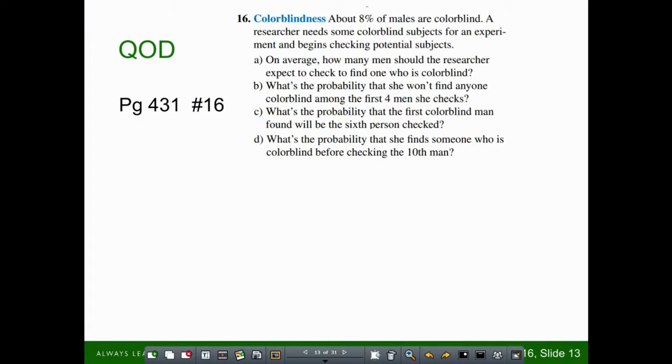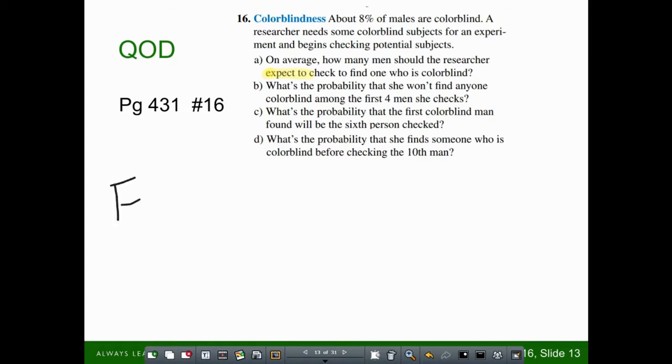All right, well, welcome back. I hope you guys all got the answer. Let's go ahead and start off by looking at A. It says, on average, how many men should the researcher expect to check to find one that is colorblind? So the key word that we're using here is definitely how many they would expect to check before they find one. So this is definitely an expected value question. I think that's pretty obvious with the wording they use there.